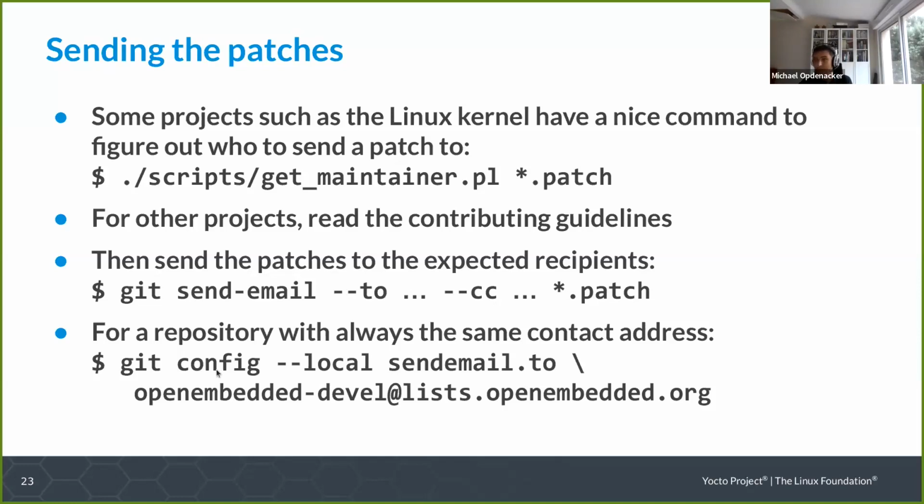And then for a repository that always has the same contact address, like OpenEmbedded core, you always send things to the same email address. So just hard code the to address or CC address if you want to inside your Git repository, and this way you just have to say git send-email, without --to, and it will figure out and send it to the right recipients. That's really convenient.